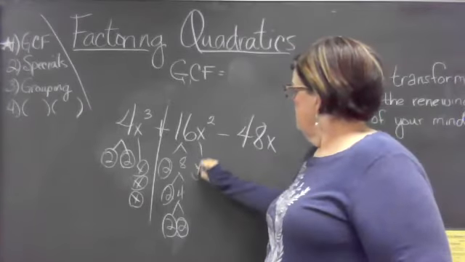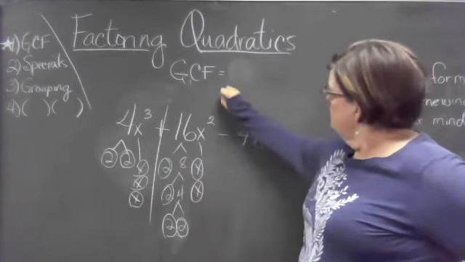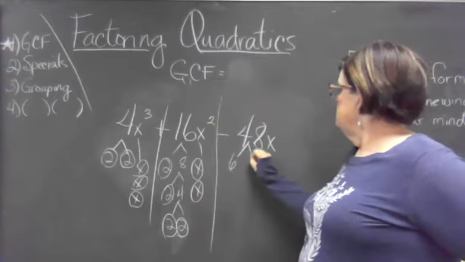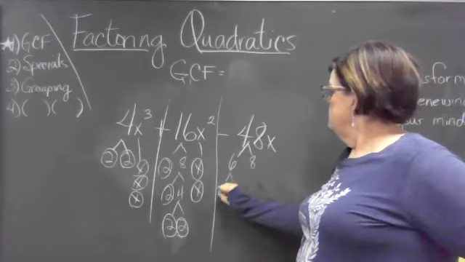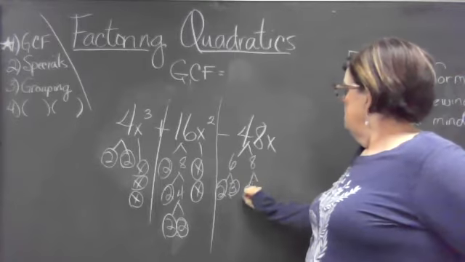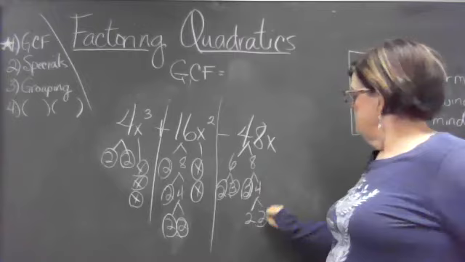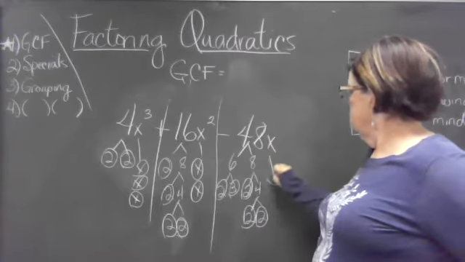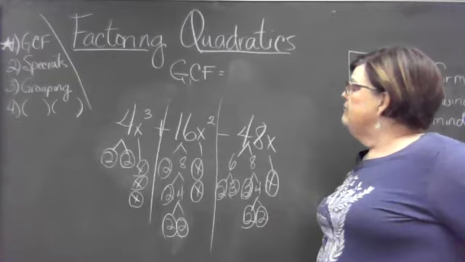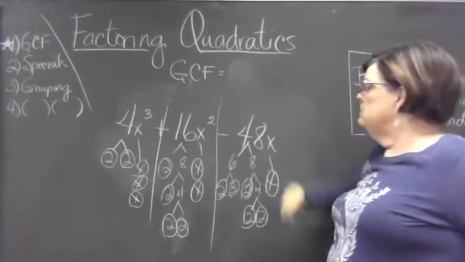And x, x, this is a minus, so I don't want to mess that up. And then I have 6 times 8, 2 times 3, 2 times 4, 2 times 2, and x. Now we found out that if I can find a match in all 3 pieces, then I can put that up here with the greatest common factor.